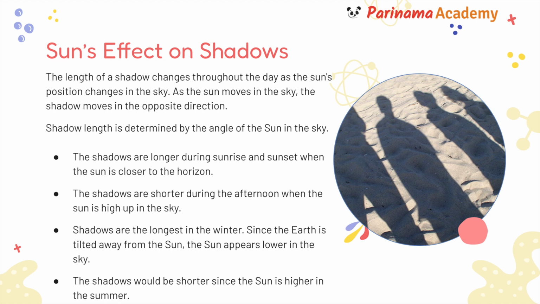Shadows are the longest in the winter. Since the earth is tilted away from the sun, it appears lower in the sky. The shadows would be shorter in the summer since the sun is higher.